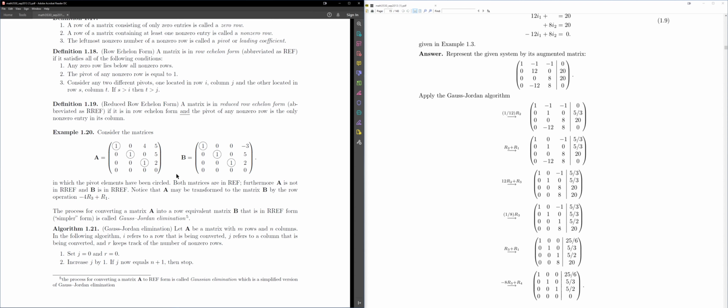On the other hand, this one here satisfies all the conditions. If you look at this pivot, there's nothing else in the column. Look at this pivot, nothing else in the column. This pivot, nothing else in the column. So this satisfies these three conditions, which means it's REF, and it satisfies this additional condition over here for each of the pivots. So this is RREF.